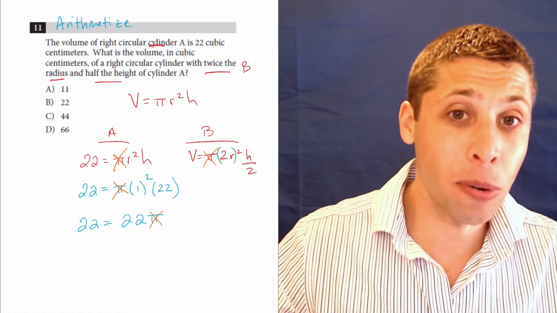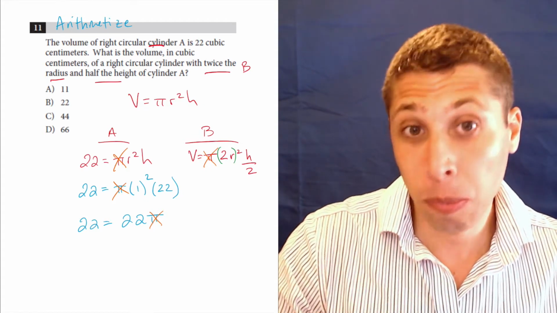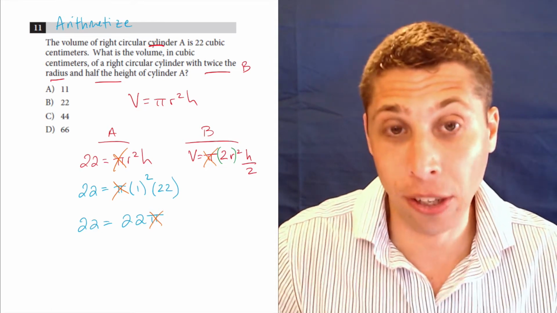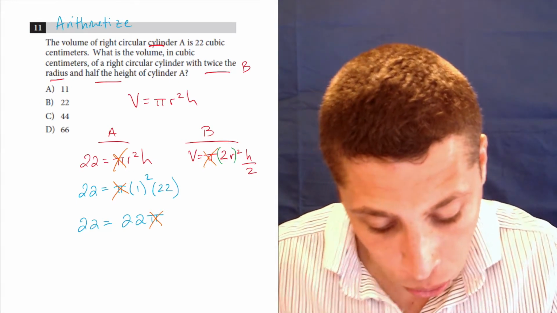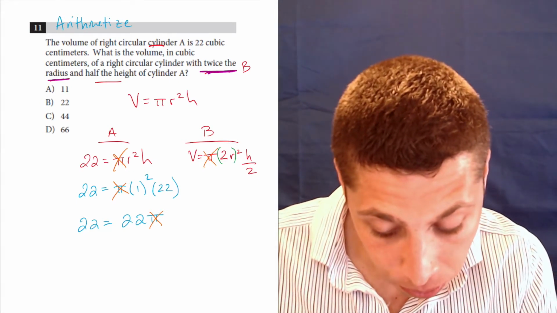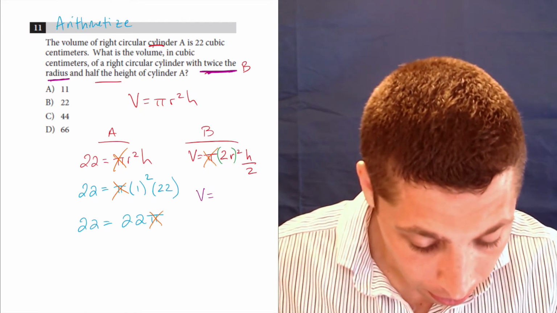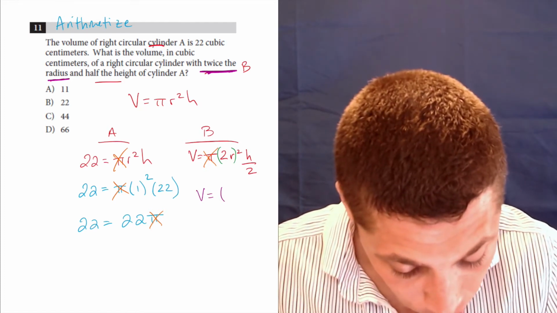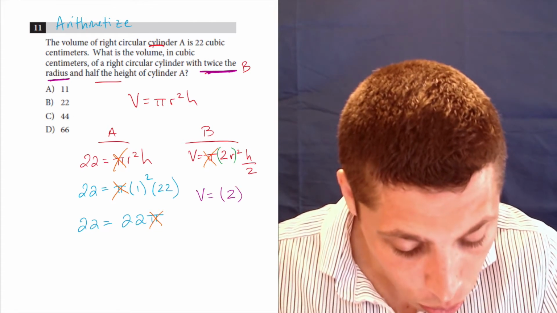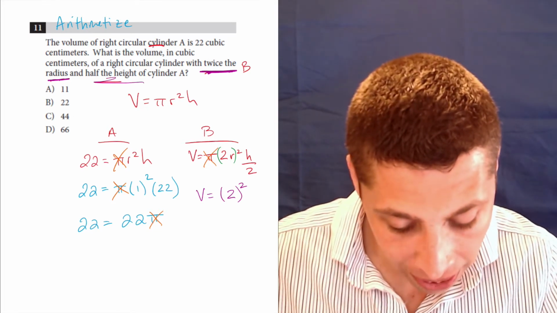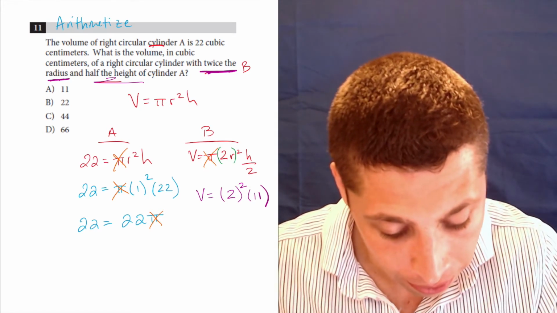Because now I can focus on the things that do change, and especially that's going to affect the volume, and I can see how that change is going to play out, right? Because I was told that I need twice the radius. So twice 1 is going to be 2, right? So I'm going to put pi r squared, so that's 2 squared, and half the height is going to be half of 22, which is 11.